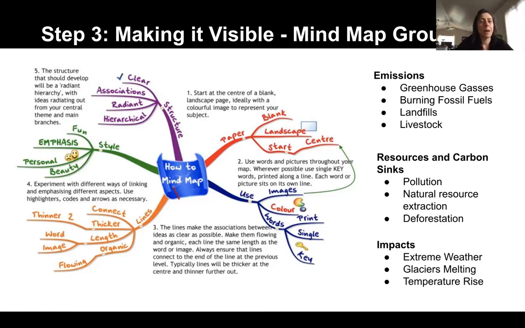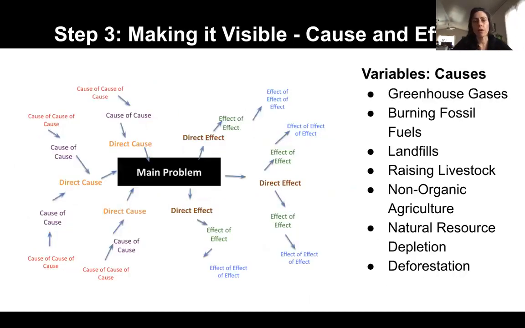Now, as you can imagine, a mind map was somewhat limited in really showing the relationships between everything. It was a great starting point, but they really needed to go further. So then the group thought, okay, let's do some cause and effect diagramming. So they first looked at the variables that were causes, and they took all of those variables and they put them onto one side of the diagram.